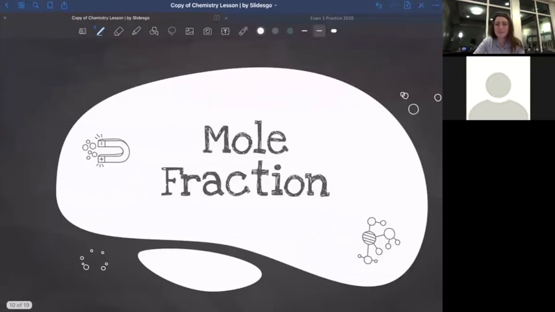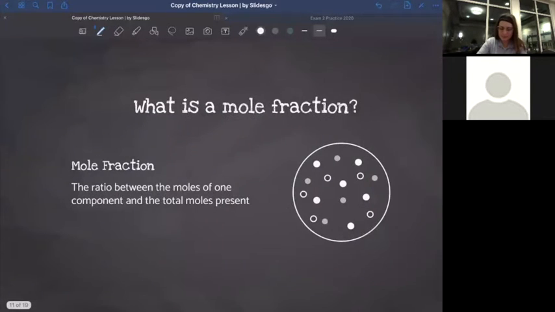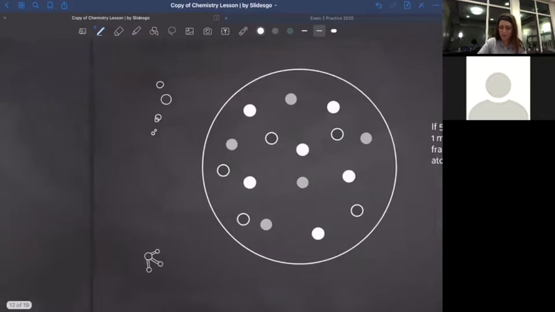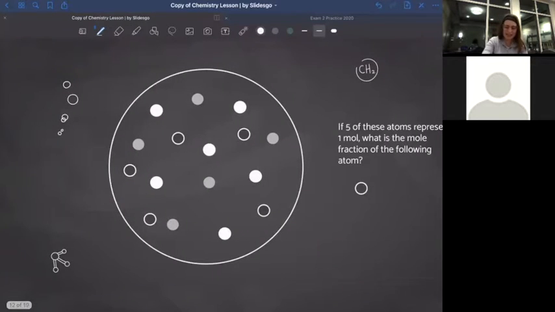And so now we're going to move on and talk about mole fractions. A mole fraction is the ratio between the moles of one component and the total moles present. So we can use the same representation that I was using to explain the last one. If 5 of these atoms represent 1 mole, so we have 1 mole of each of the elements like last time, what is the mole fraction of the following atom? So we're going to look at this black one.